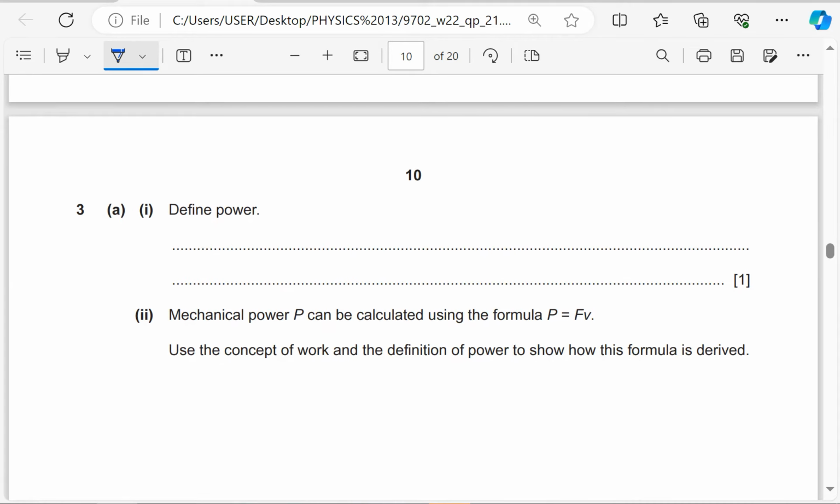Then question number 2, define power. We know that power is work done over time taken. So I will simply say work done per unit time. Power is also energy transferred over time, so I can also say the rate of transfer of energy.